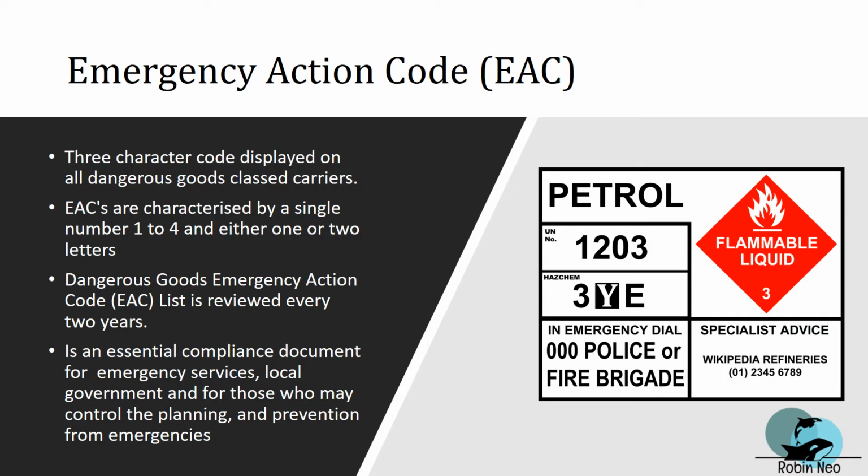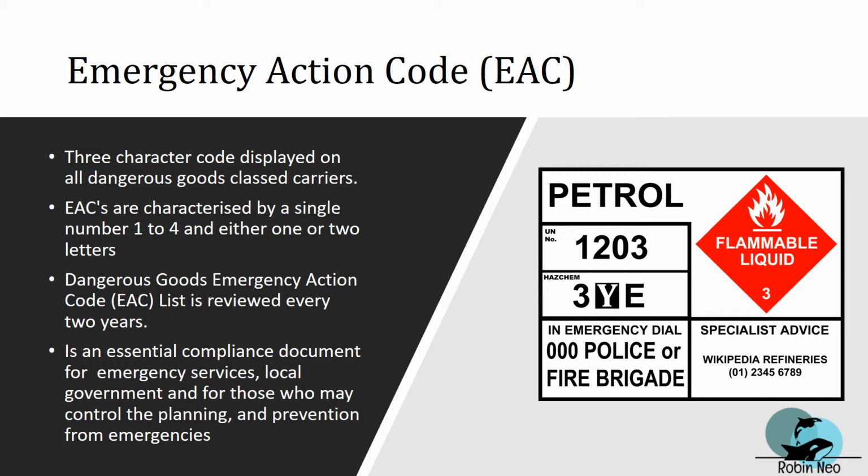What is Emergency Action Code? The Emergency Action Code or EAC is a 3-character code, which is displayed on all dangerous goods carriers and provides a quick assessment to first responders and emergency responders, like the firefighters and police, about what actions they should take if the carrier carrying such goods gets involved in an incident, such as a traffic collision. EACs are characterized by a single number ranging from 1 to 4, and either 1 or 2 letters which completely depend on the hazard. The Dangerous Goods Emergency Action Code list is reviewed every 2 years.